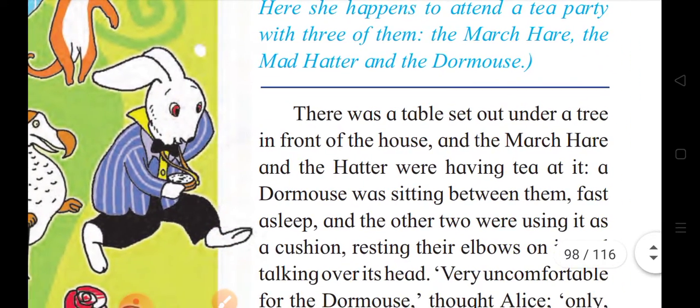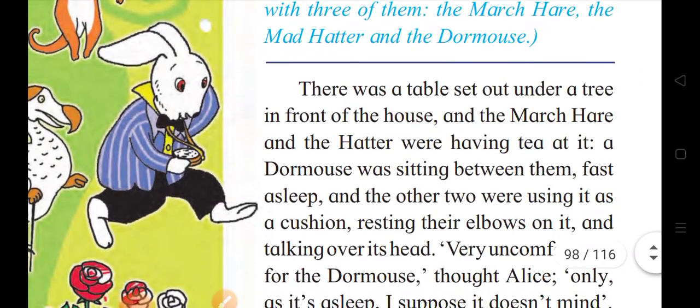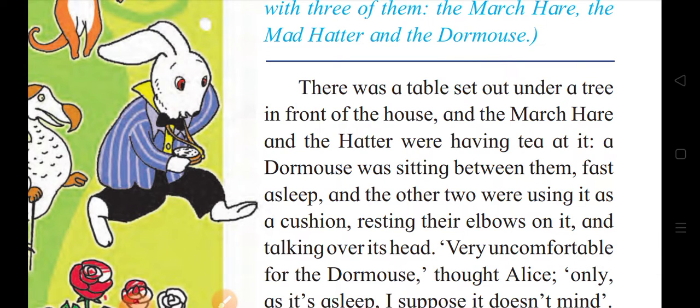Now there was a table set out under a tree in front of the house. The table which was set for the tea party was under a tree, and that tree was in front of the house. And the March Hare and the Hatter were having tea at it, and the Dormouse was sitting in between them.